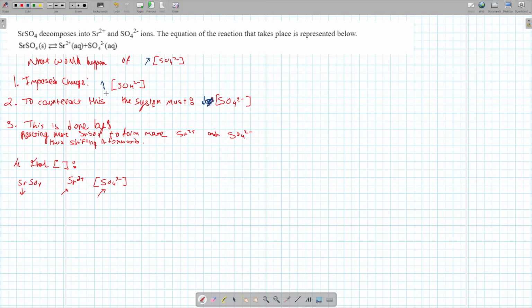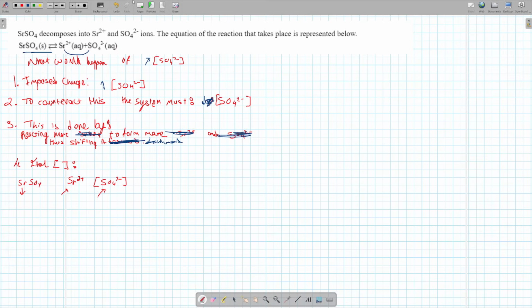Right? If it was the opposite. And it's pretty self-explanatory. And then to decrease SO4 2-, it's going to be reacting more Sr2+ and SO4 2- to form more SrSO4, thus shifting it all backward. Okay? These are very simple questions.